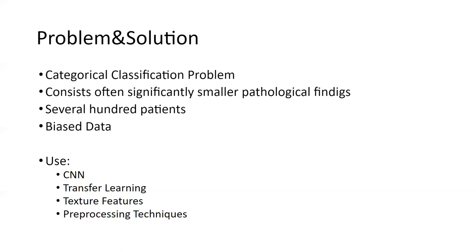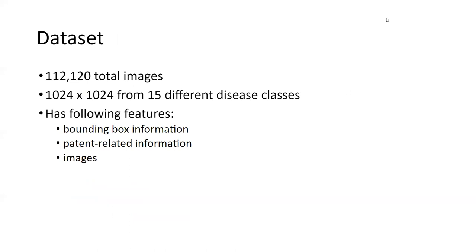is used by a lot of people, and it makes it easy to converge actually. And also our dataset is biased and we need to do some pre-processing. In this project, I use CNN, transfer learning, texture features, and pre-processing techniques.